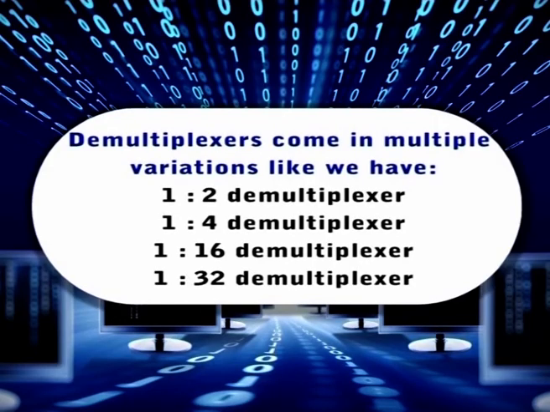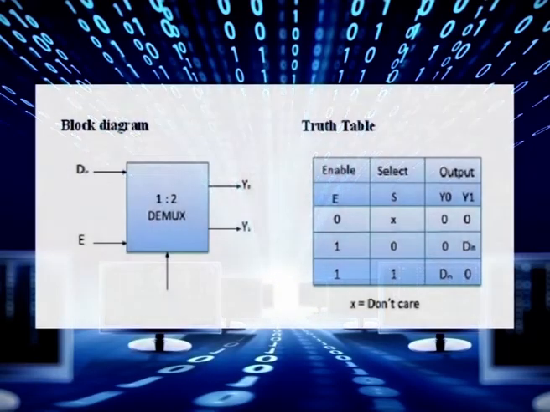Demultiplexers come in multiple variations, like we have 1:2 demultiplexer, 1:4 demultiplexer, 1:16 demultiplexer and similarly we have 1:32 demultiplexer. In a 1:2 demultiplexer, as we can see in the figure, we have only one input, one select input and two outputs. When E is equal to 1, that is when strobe is enabled, then depending on the select input, the input value is sent to the selected output.